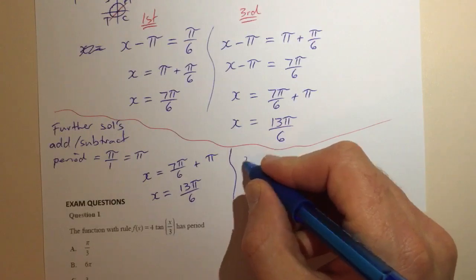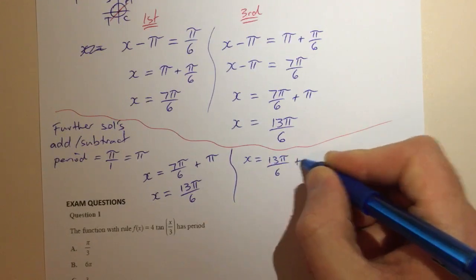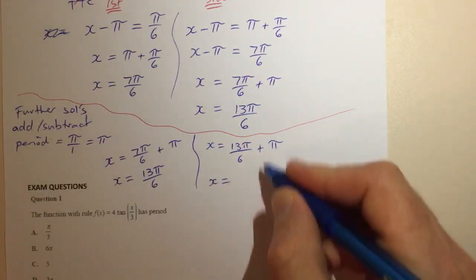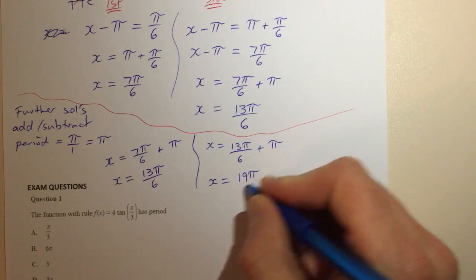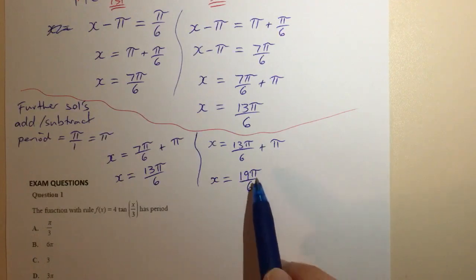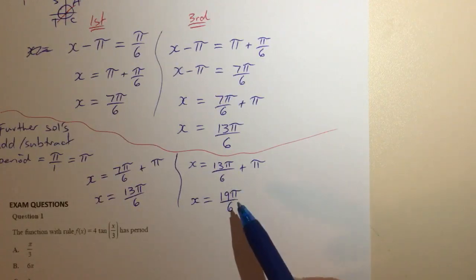We can take 13 pi on 6 and add pi. And remember that pi is really 6 pi on 6, so I'm going to get to 19 pi on 6. And I could try to add the period to this answer again as well, but you can sort of do that in your head and go, well, if I add 6 pi on 6 again, I'm going to get 25 pi on 6, and that's just outside the domain. So I'm not going to bother continuing adding the period to any more of these solutions.